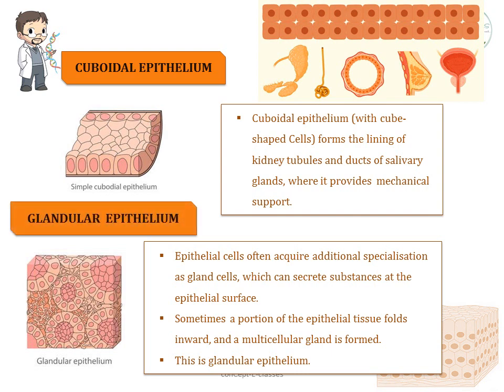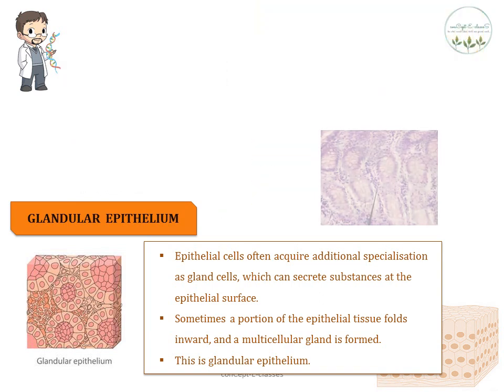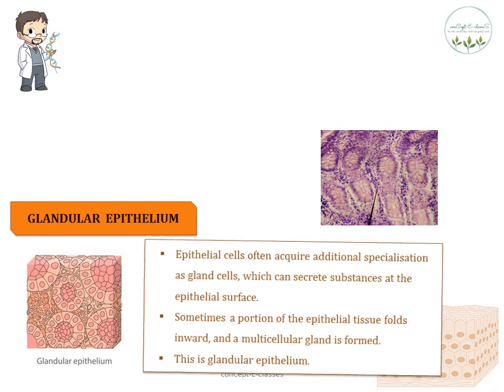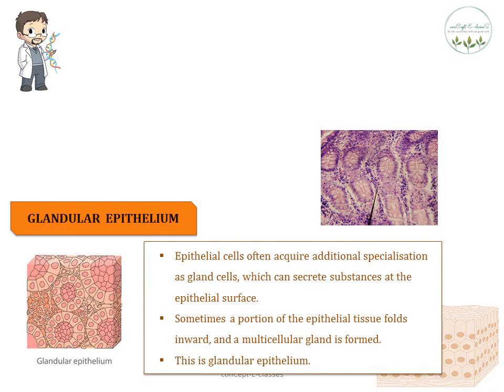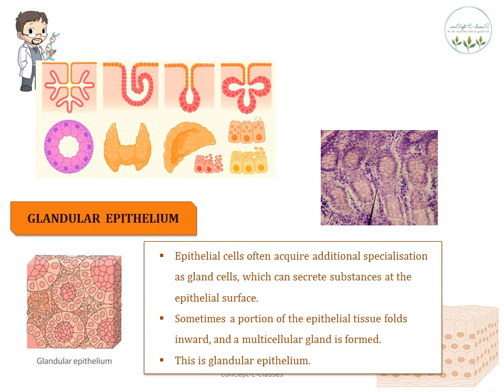Next we have glandular epithelium. See, this is the image of a glandular epithelium. Under a microscope, it is seen like this. The epithelial cells often acquire additional specialization as gland cells, which can secrete substances at the epithelial surface. Sometimes a portion of this epithelial tissue folds inward and a multicellular gland is formed. So this is called a glandular epithelium. It is involved in absorption, excretion or secretion. That is the main function of this glandular epithelium.